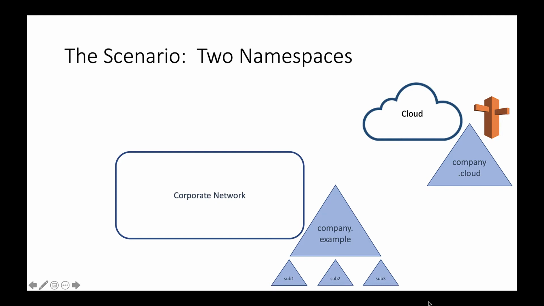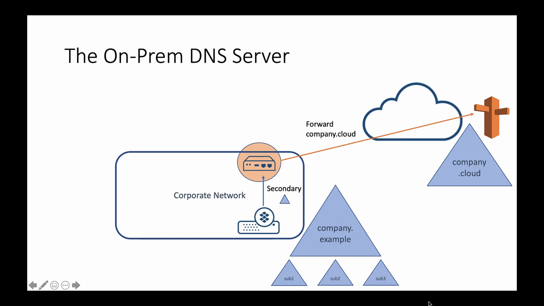We're going to call the company's on-prem namespace company.example. You see that down at the bottom of this slide. And the company's cloud namespace company.cloud. Here's a diagram showing the on-prem DNS server in the orange circle at the middle of the slide. It's already authoritative for company.example. You can see it's a secondary doing zone transfers from another internal DNS server. So it'll already answer queries for domain names in that zone and in subzones.